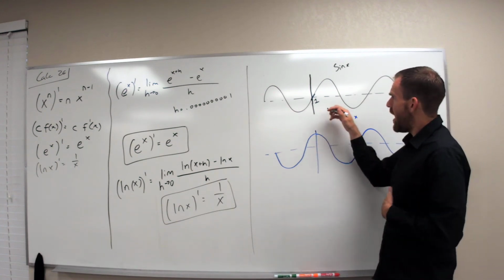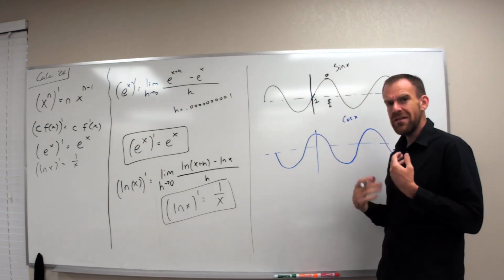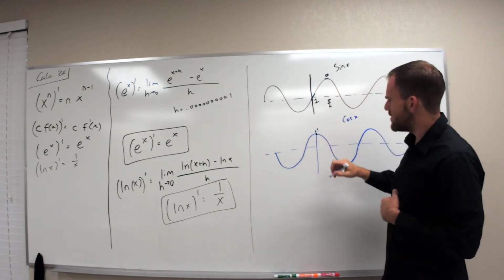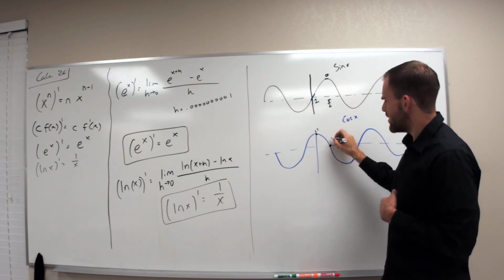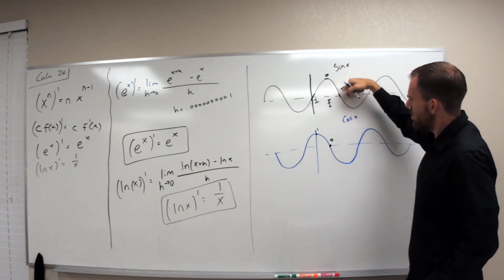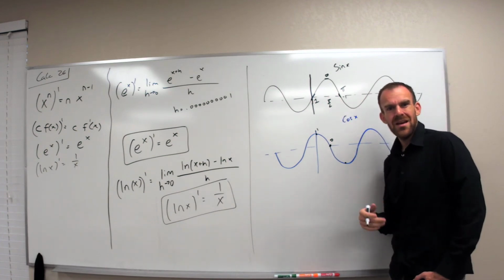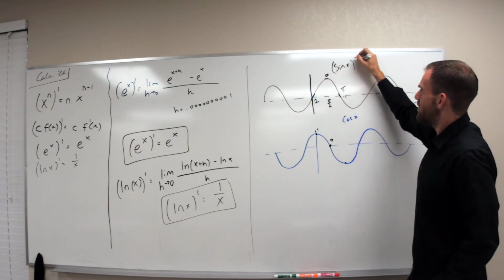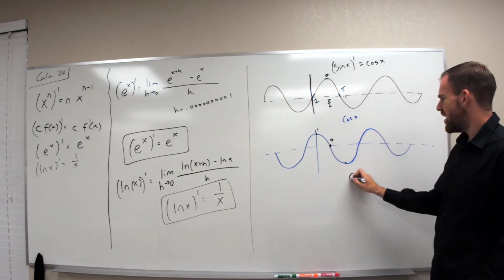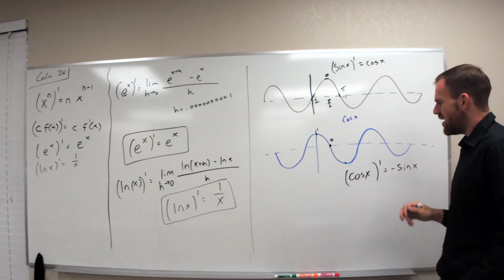Now, at pi over 2, the derivative of sine is 0, right? It maxes out. On cosine, the value of this function is 1 at 0, and at pi over 2, the value of this function is 0. At pi, the slope of sine is -1, and at pi, cosine is -1. And so just by inspection, we can see that the derivative of sine is cosine. Now, fun fact, the derivative of cosine is negative sine of x. Do we like that?